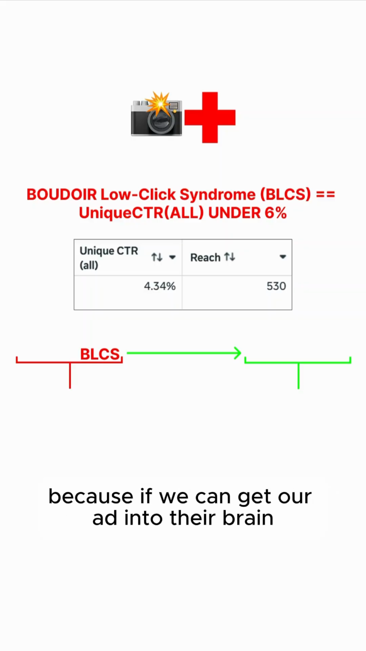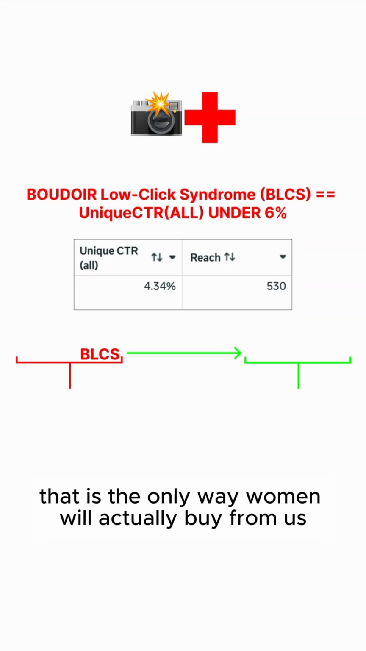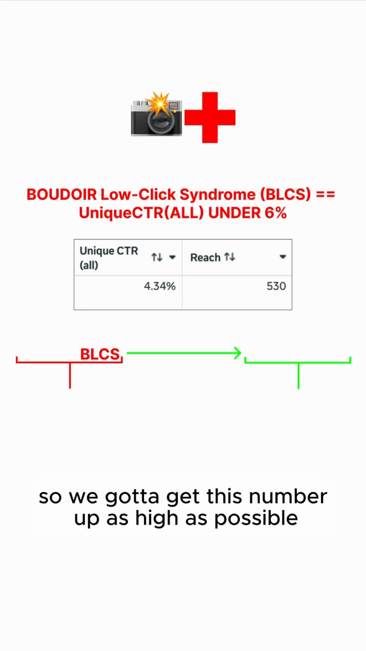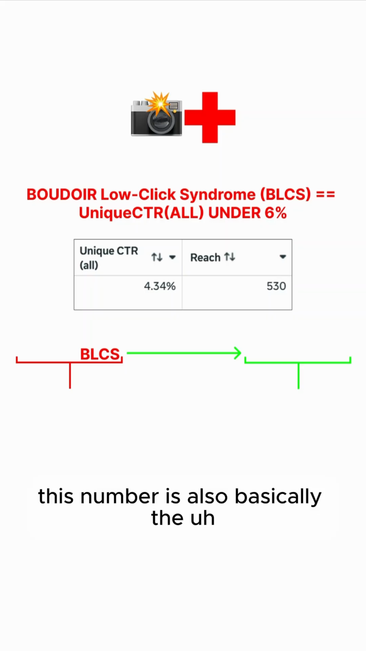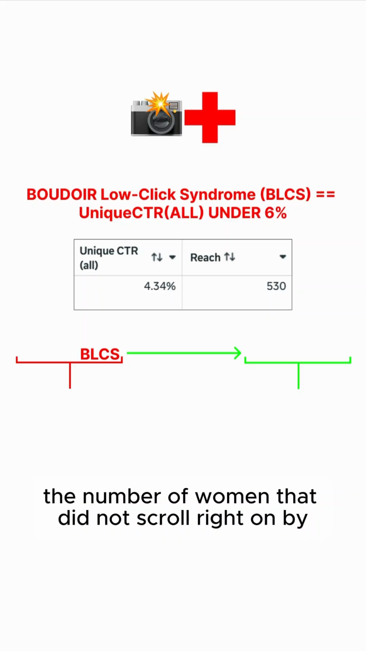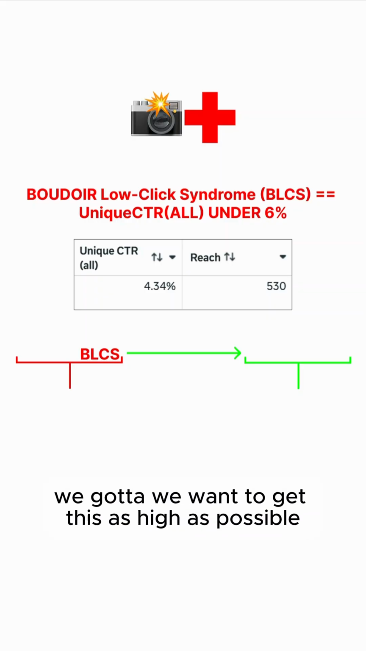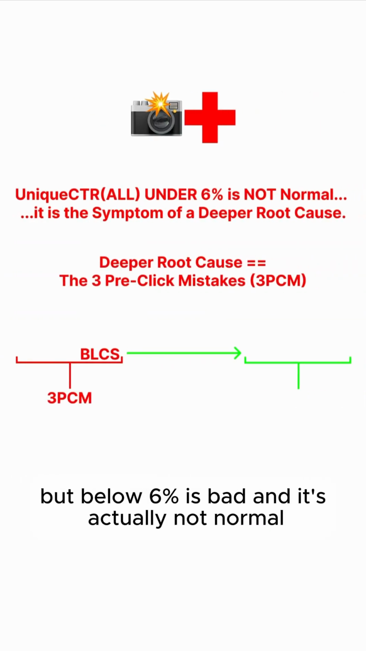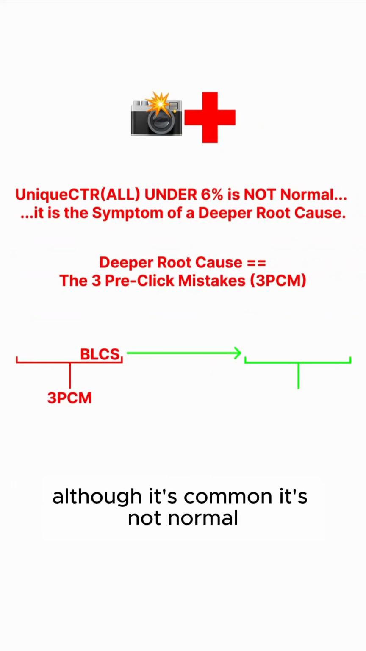And we care about that because if we can get our ad into their brain, that is the only way women will actually buy from us. So we've got to get this number up as high as possible. This number is also basically the number of women that did not scroll right on by. So yeah, we want to get this as high as possible. But below 6% is bad. And it's actually not normal, although it's common.